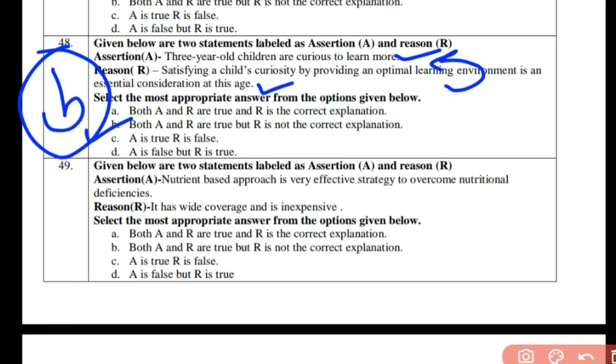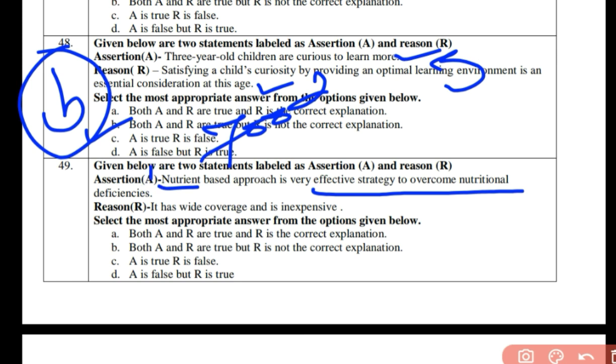The last question. The assertion is: nutrient based approach is a very effective strategy to overcome nutritional deficiency. If you remember, there were two approaches. First was nutrient and the other was food based approach. Can you tell me which was a more effective strategy? It was the food habits, bringing about a change in the food habits. So the assertion A itself is wrong. Let's see the reason: it has wide coverage and is inexpensive.